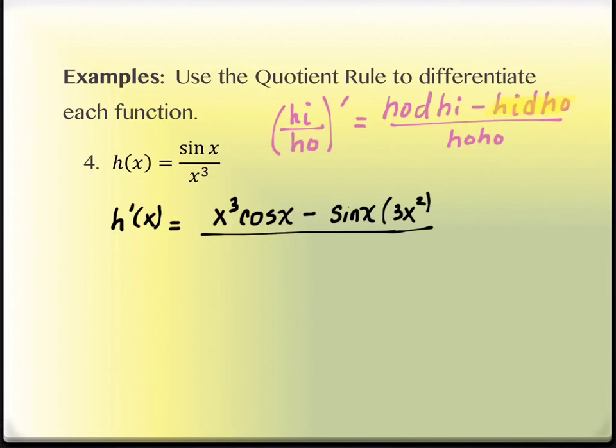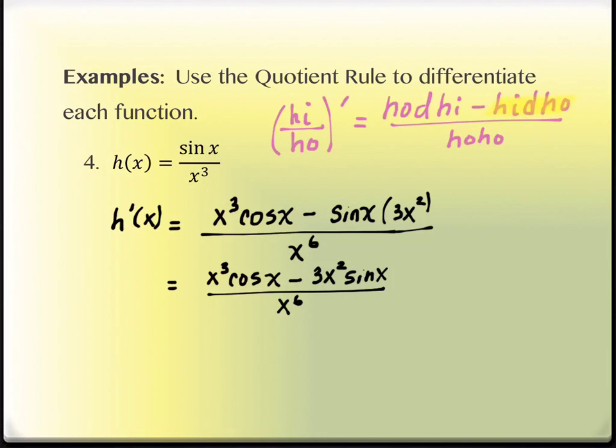Okay, it is important that that 3x squared is in parentheses sort of away from the x, because we don't want to think that we're going to multiply the x inside of sine times the 3x squared, because that's not a doable thing. Okay, and then what's the denominator going to be? X cubed squared, or x to the 6th. Okay, so we're going to simplify and clean up what we can. This is x cubed cosine of x minus 3x squared sine of x over x to the 6th.